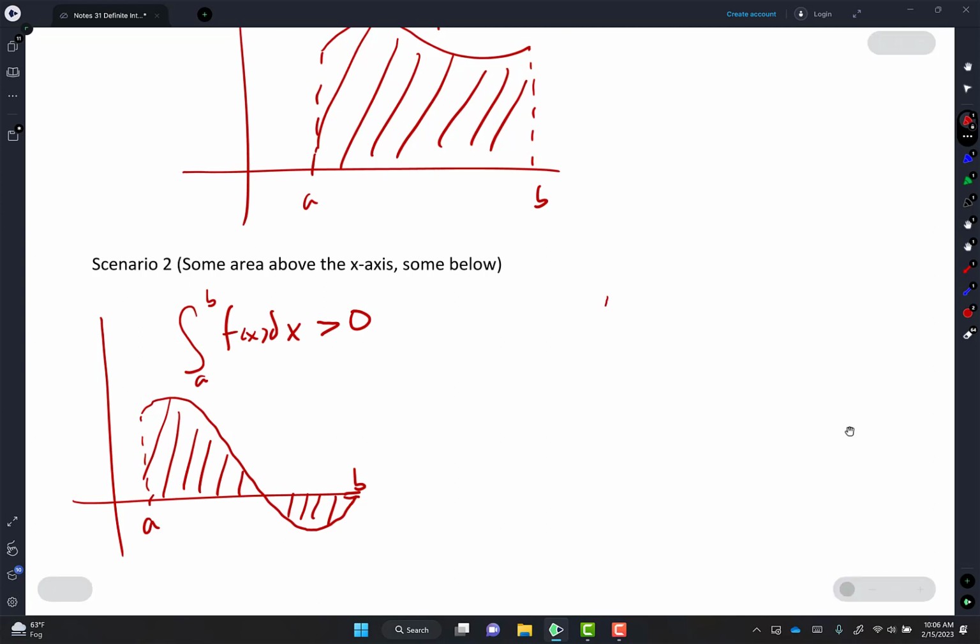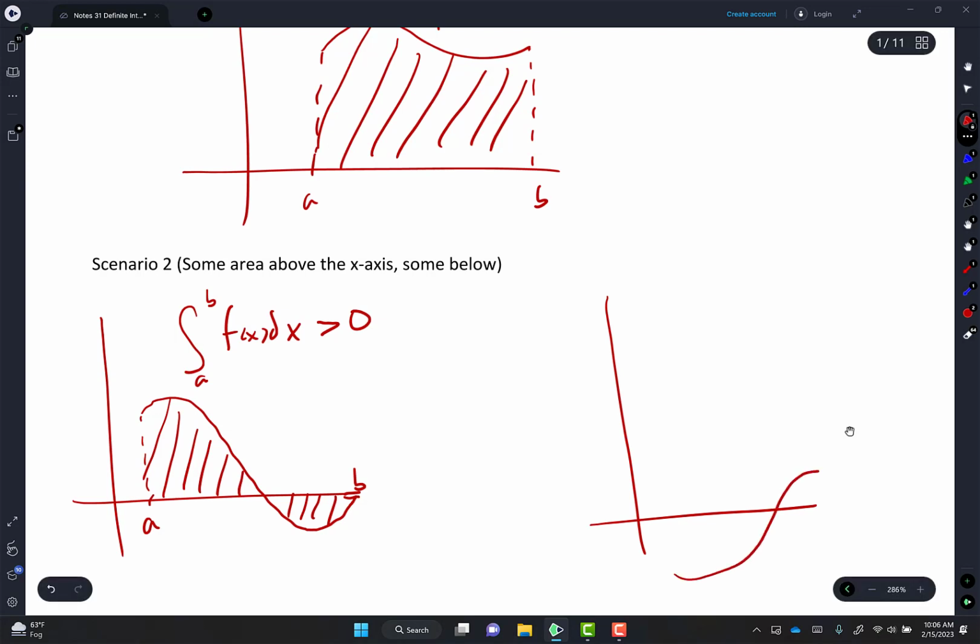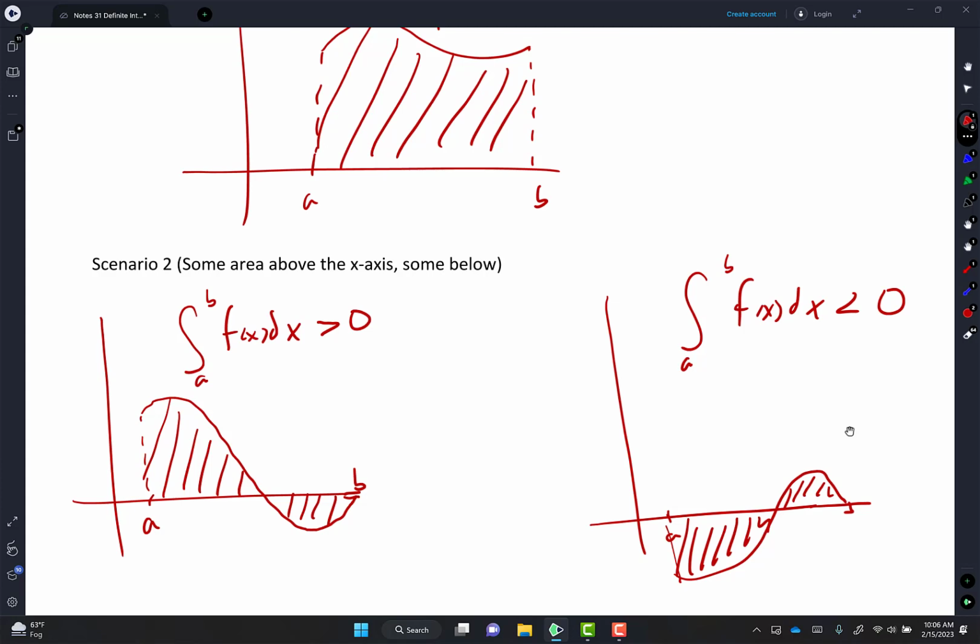And then if you have more below than above, like, I hope it's obvious. Does this look obvious that there's more above than below, that there's more below than above? Yeah. Okay. A to b of f of x dx, then it's going to be negative. Nothing crazy so far, right?